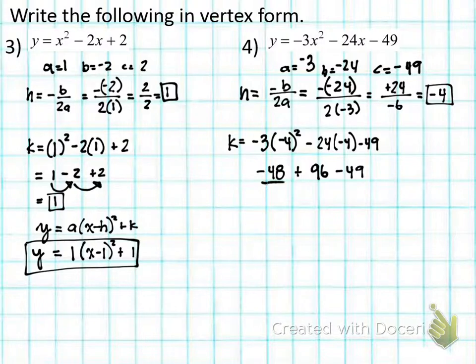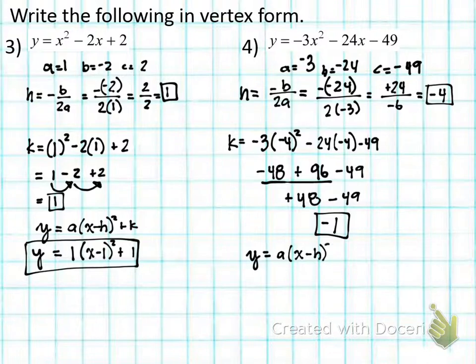Okay, let's work these out one at a time. -48 plus 96 is positive 48. What's 48 minus 49? -1. Okay? Isn't that weird? You do all these big numbers and then all of a sudden you have -1, right? Okay, now we just put in our formula. So we got y is equal to, we're going to write this down, a times x minus h all squared, all plus k.